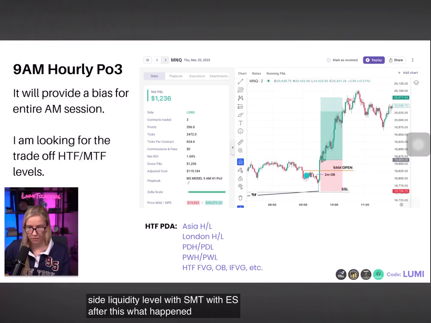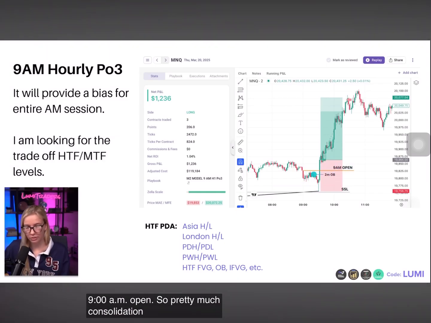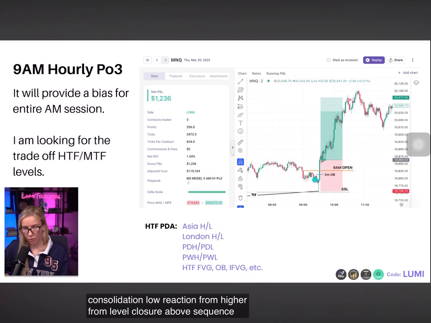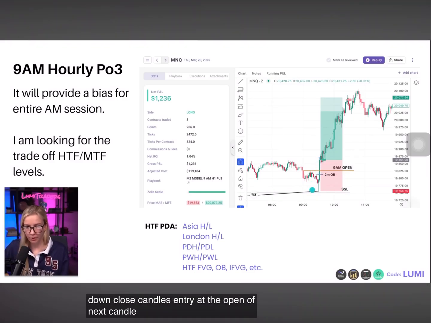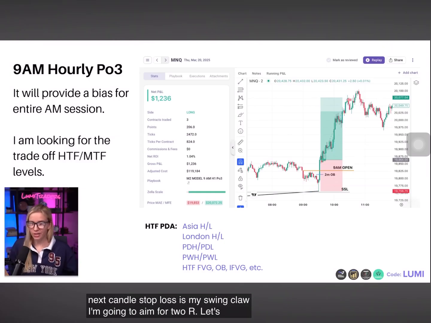After this, what happened? We traded below the 9 a.m. open. So pretty much consolidation and break below consolidation low, a reaction from a high time frame level, closure above a sequence of down close candles, entry at the open of the next candle, stop loss is my swing low, I'm going to aim for 2R. Let's try to backtest this.